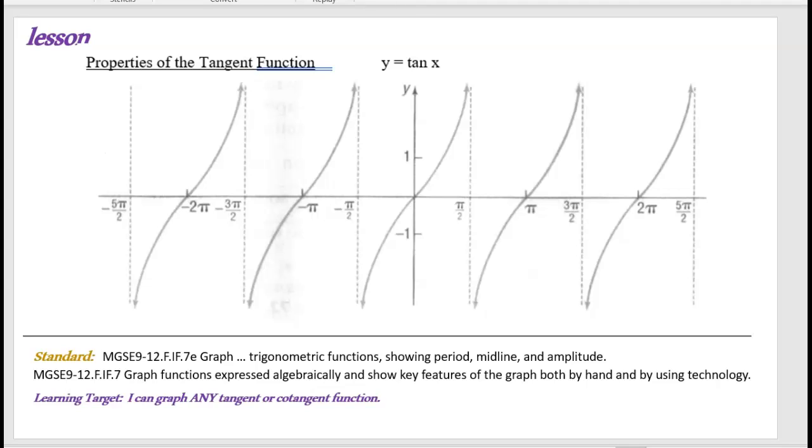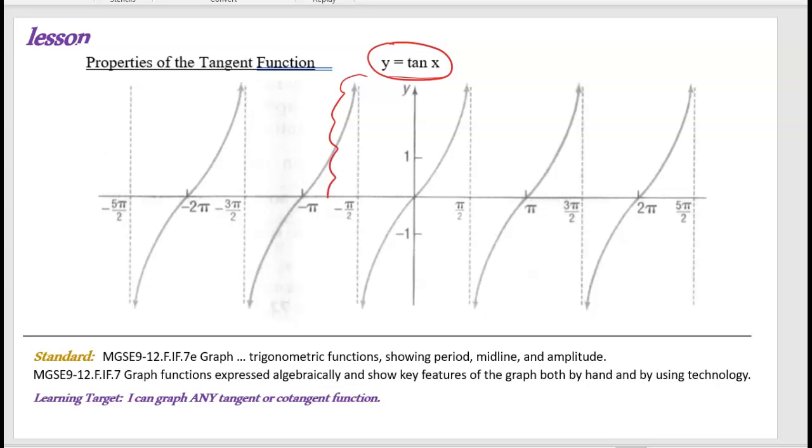If you were to go to Desmos right now and graph the tangent function, you would see a whole lot of what look like x to the third functions just graphed in succession. So this is, in general, what the tangent function looks like.